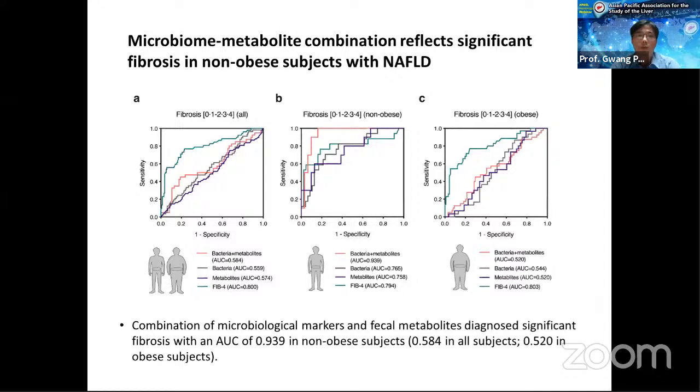So we profiled the gut microbiome using 16S ribosomal RNA sequencing, along with stool metabolites. We believe that the combination of gut microbiome markers and fecal metabolites diagnoses significant fibrosis with an AUC of 0.939 in non-obese subjects. In the obese subjects, the AUC was 0.520.